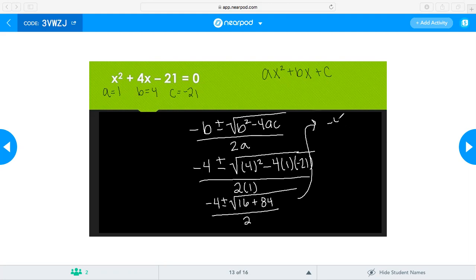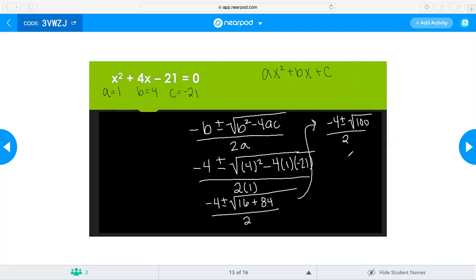So this is negative 4 plus or minus the square root of 100. So basically all of this right here equaled 100. That's all I did. 4 squared was 16 minus 4 times 1 times negative 21 was positive 84. So 16 plus 84 gave us 100, divided by 2.